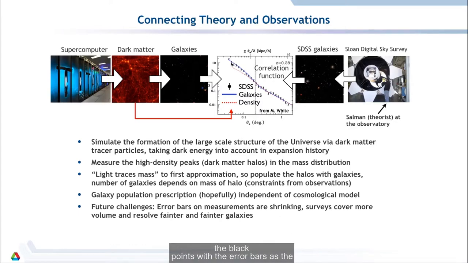We compare the black points with the error bars, which are the observational data from the Sloan Digital Sky Survey. This red line is the prediction from the dark matter, and the blue line is the prediction from our galaxy distribution that we have modeled on top of each other. This is all, of course, a little bit cartoonish. The whole modeling process is much more complex, but you get the idea of how this all works together.